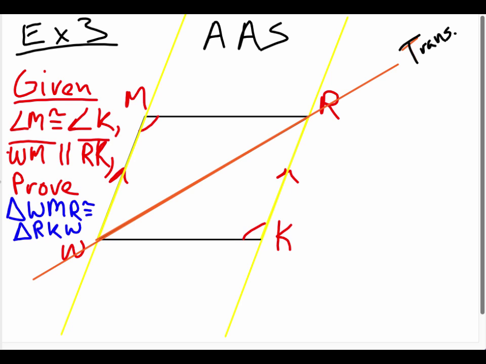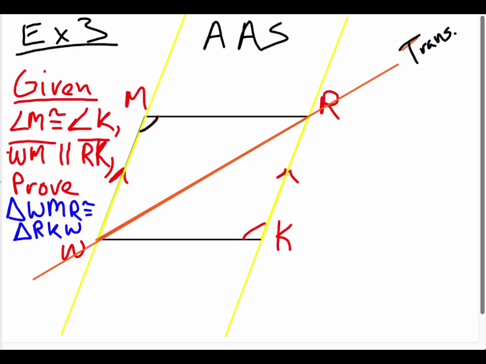I have an angle here, right? First of all, where's the congruent line segment? Does anybody want to tell me which line segment would be the congruent line segment that both triangles share, that we could prove beyond a shadow of a doubt? Yes? Would that be line WR?